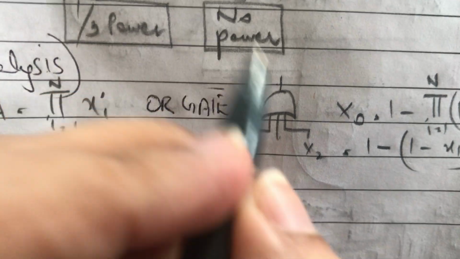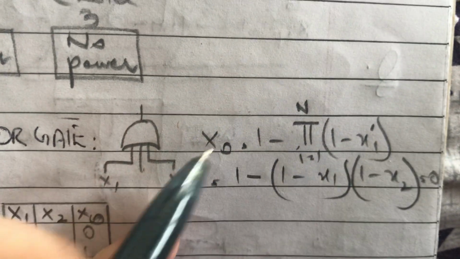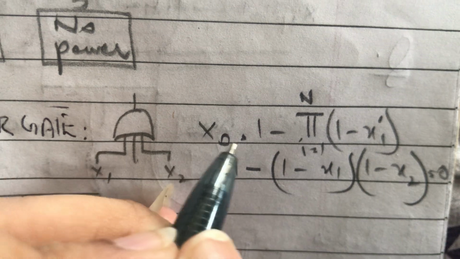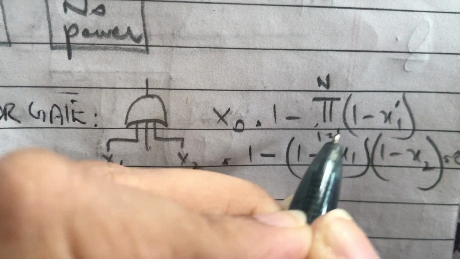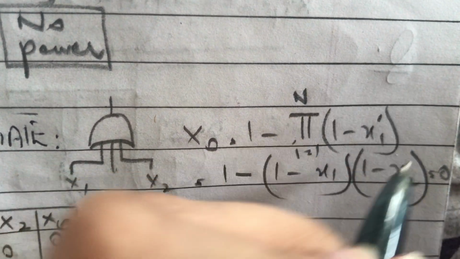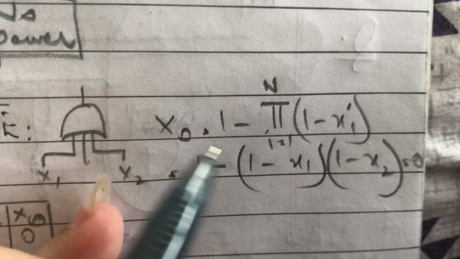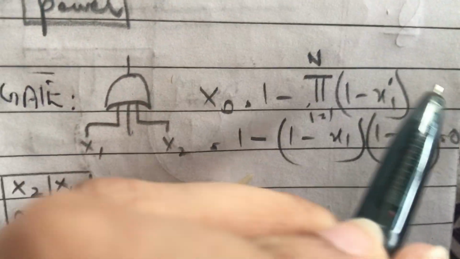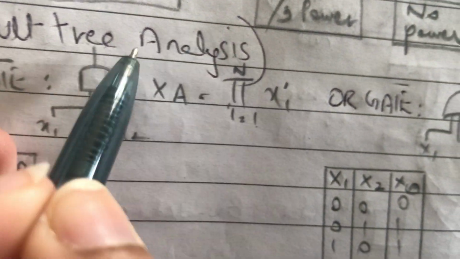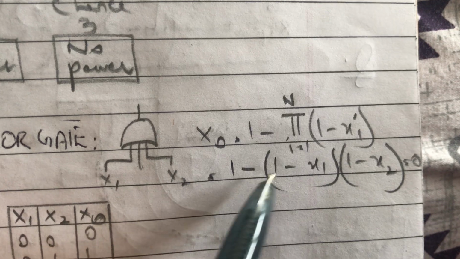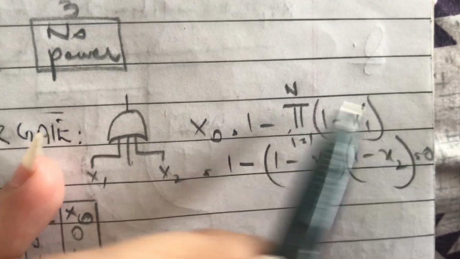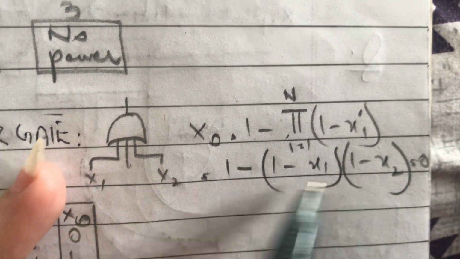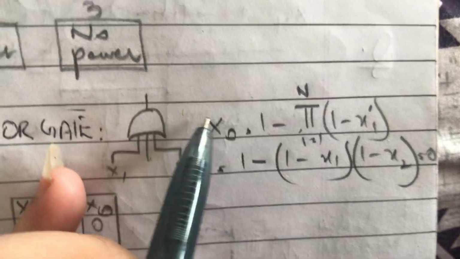And for OR gate, this is the formula. How can we represent OR gate? x of O equals 1 minus the product from i going from 1 to n of 1 minus x of i. So this is the method of writing x OR, and the earlier one is the formula for writing x AND. This can also be written like this: 1 minus x1 times 1 minus x2. So this is the way of writing x OR.